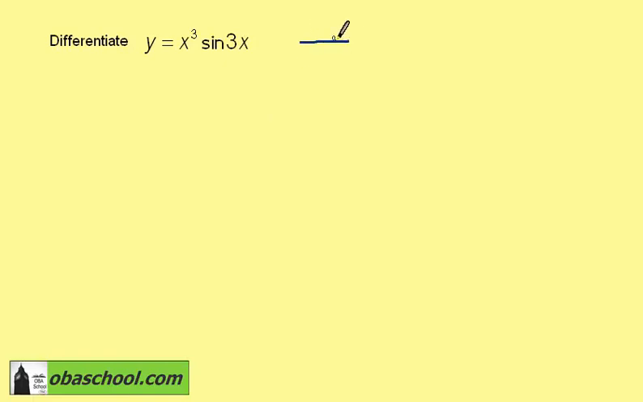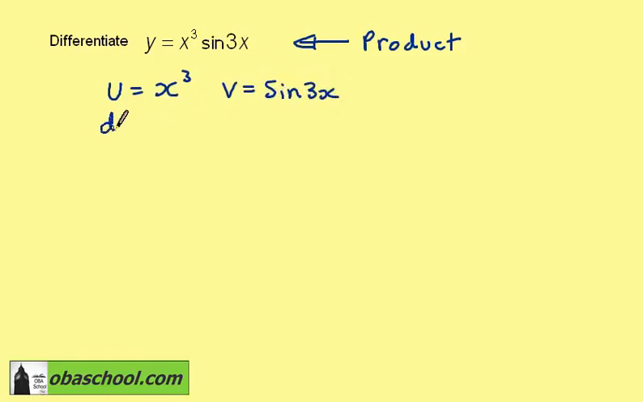We want to differentiate y is x cubed sine 3x, and we should recognize this as a product. The u here is going to be x cubed, and the v is sine 3x. du dx then is 3x squared, and to get dv dx we use the chain rule.